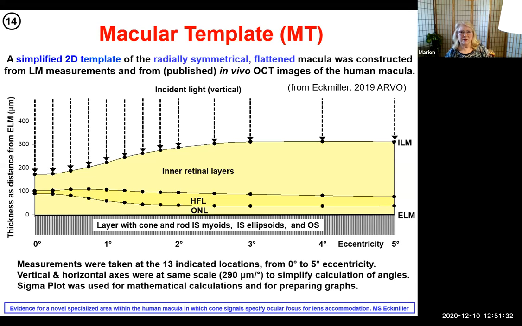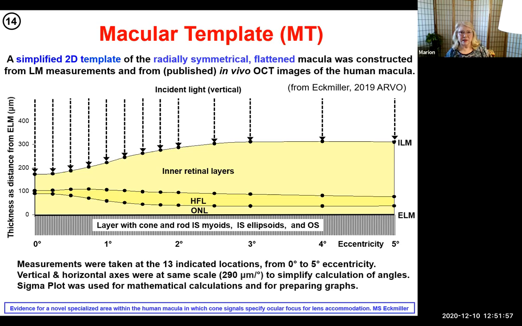Okay, so I took measurements. This work I actually started in Germany at the Vogt Institute. So I took measurements at the 13 eccentricities shown here. And the vertical and horizontal axes are shown at the same scale, which simplifies calculation of angles. I used SigmaPlot.